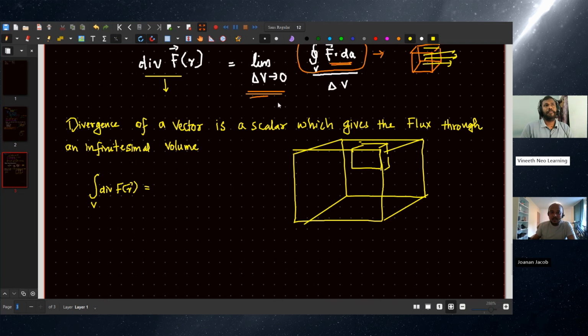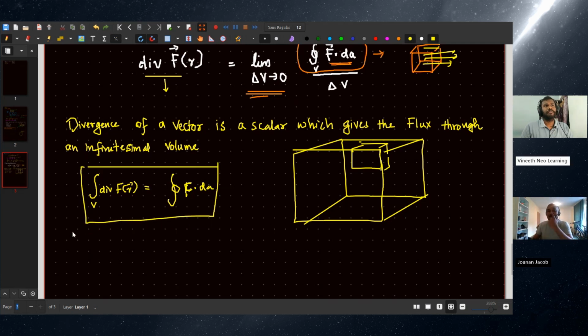It will give the total flux through the whole volume. Divergence is the flux through an infinitesimal volume, and if you stack it up and add the whole thing, it gives the flux through the entire thing. What is it given as, E dot dA or F dot dA? Isn't this Gauss's theorem? Gauss's theorem in integral form. Have you understood this idea?